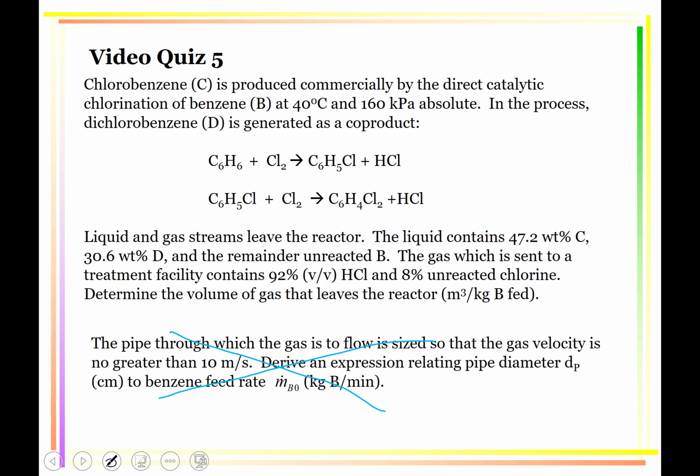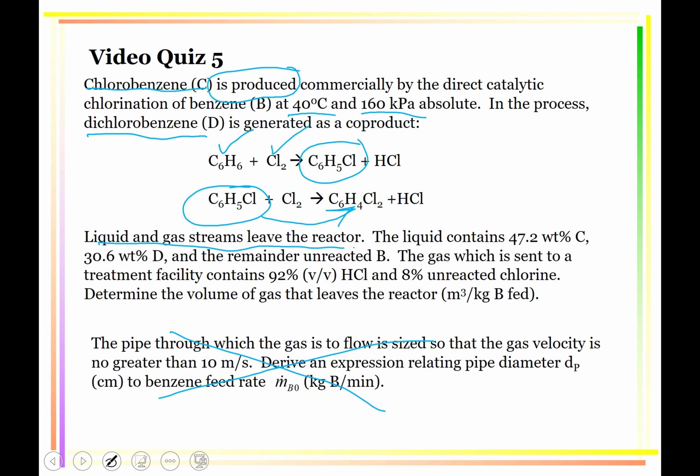Okay, so we have two chemical reactions. Chlorobenzene is produced. When this word is produced, it's the product of the chemical reaction, and this is the desired product. Commercially, it is made by the direct catalytic chlorination of benzene. Here's benzene and chlorine, and here's the temperature and pressure. In the process, dichlorobenzene is generated as a co-product. So some of our desired product is further modified and made into dichlorobenzene.